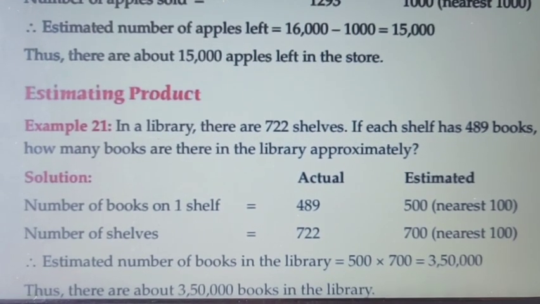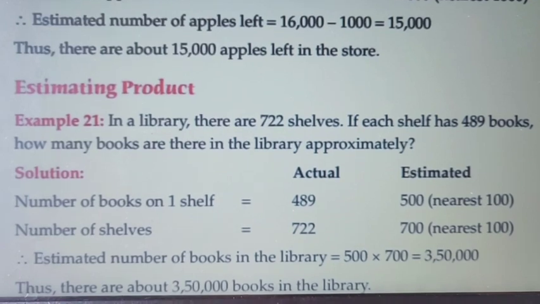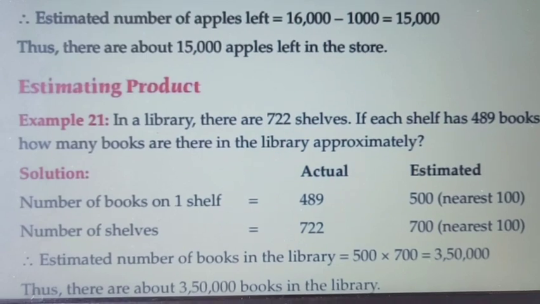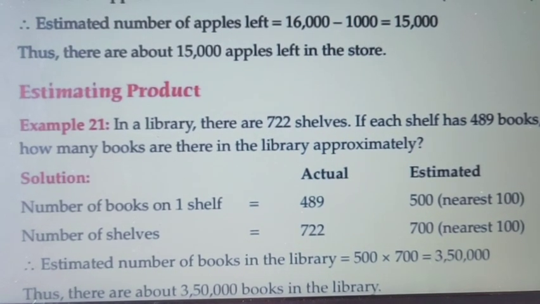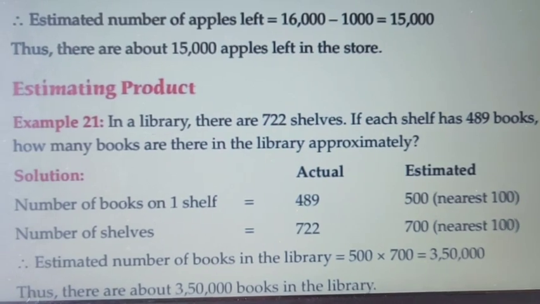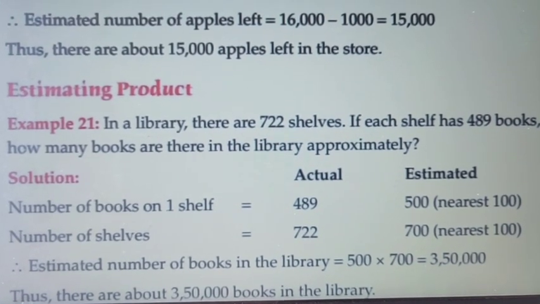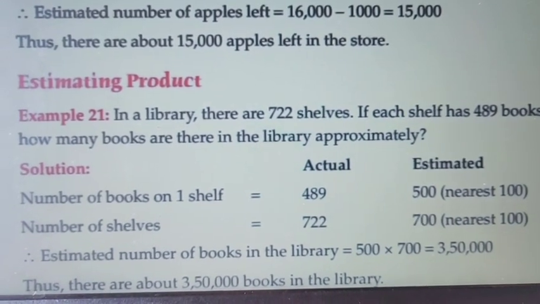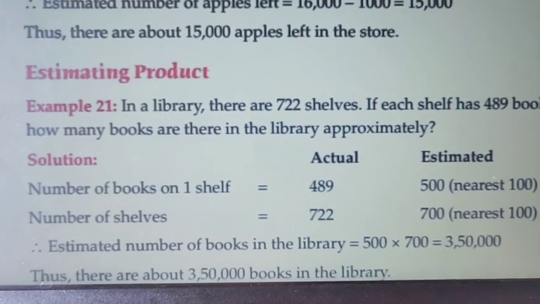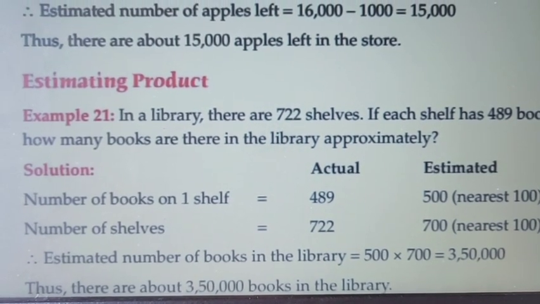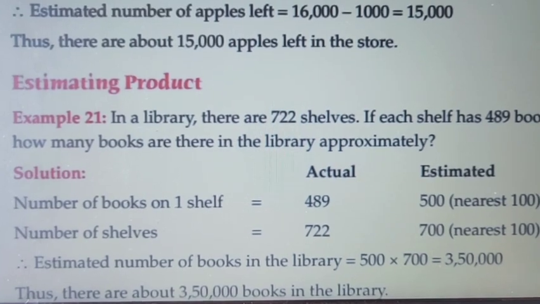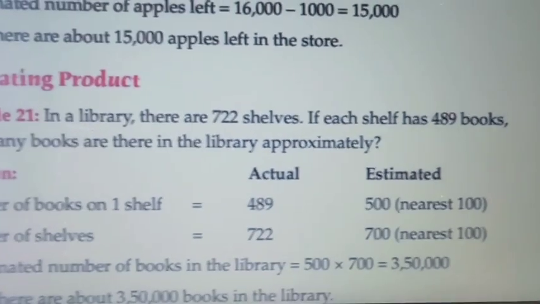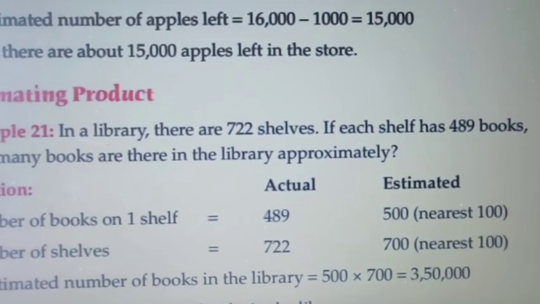Next, estimating product. In a library, there are 722 shelves. If each shelf has 489 books, how many books are there in the library approximately? The question is asking the approximate number. That means the estimated value we have to find out. See the solution. Number of books on one shelf is equal to 489. That is the actual value. Okay. So make it nearest 100, the estimated value. So 489's nearest 100 is equal to 500.